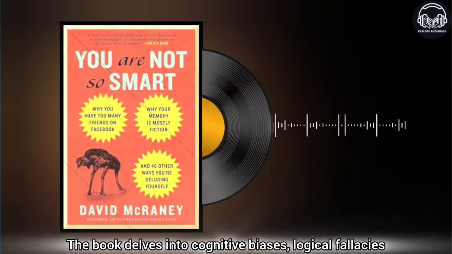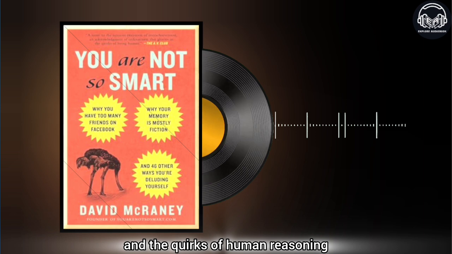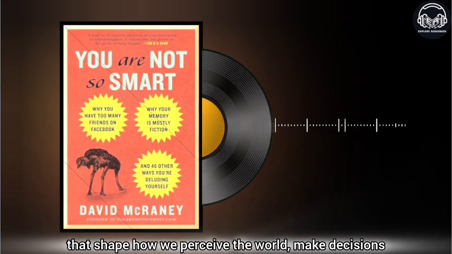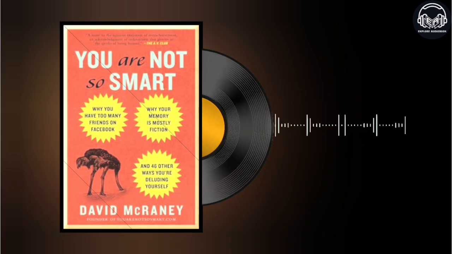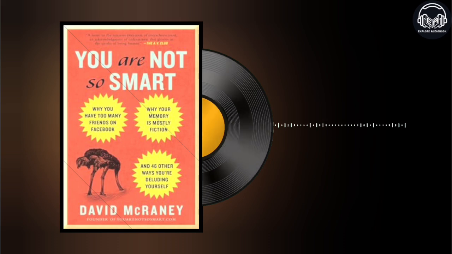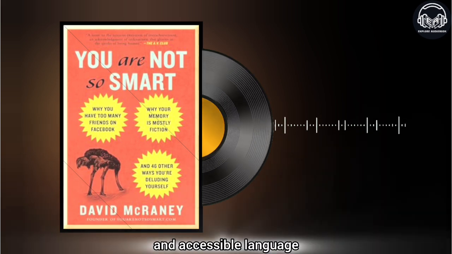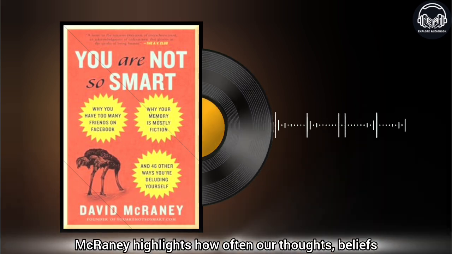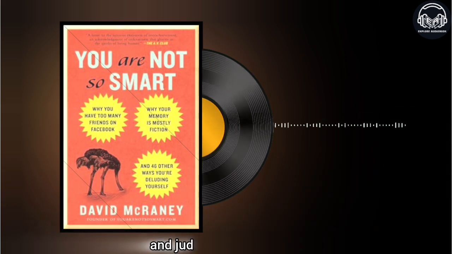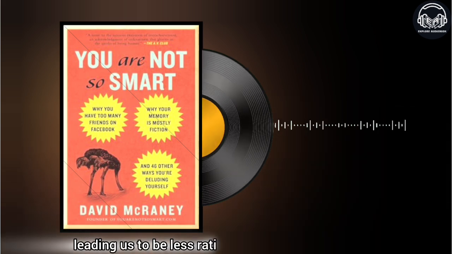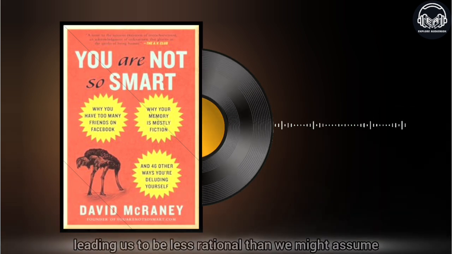The book delves into cognitive biases, logical fallacies, and the quirks of human reasoning that shape how we perceive the world, make decisions, and form beliefs. Through engaging stories and accessible language, McRaney highlights how often our thoughts, beliefs, and judgments are flawed, leading us to be less rational than we might assume.